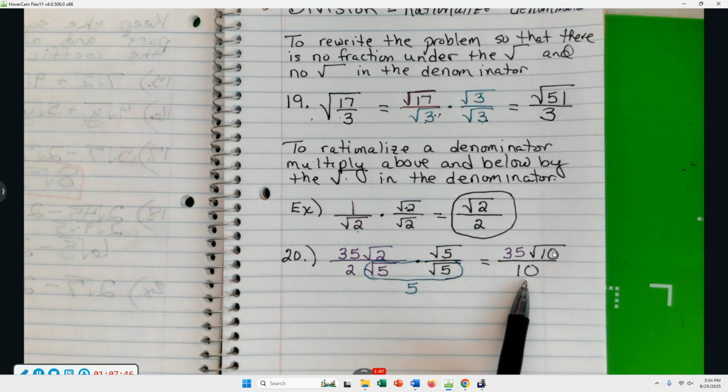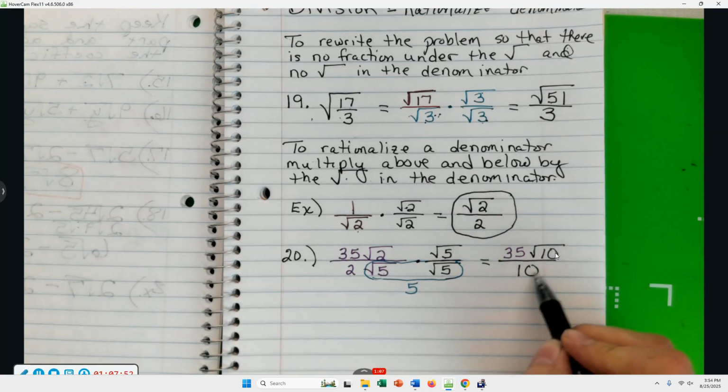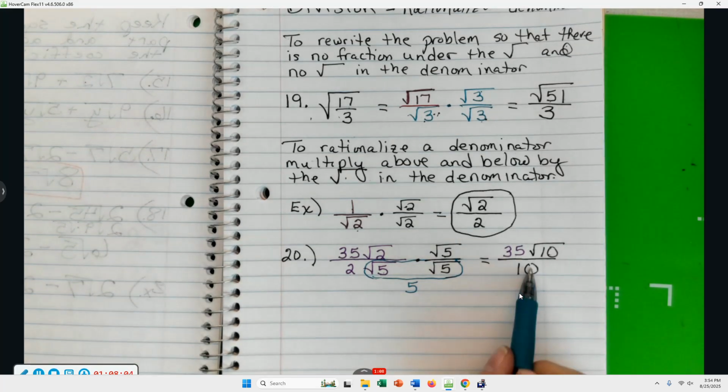Hey, can we cancel that 10 and that 10 there? What do y'all think? Yes. But can you cancel something under a radical with something that's not under a radical? You can't cancel the 10s. You have to look at the stuff that's not under the radical. This one's a little tricky. I almost said this was the answer, but it isn't.